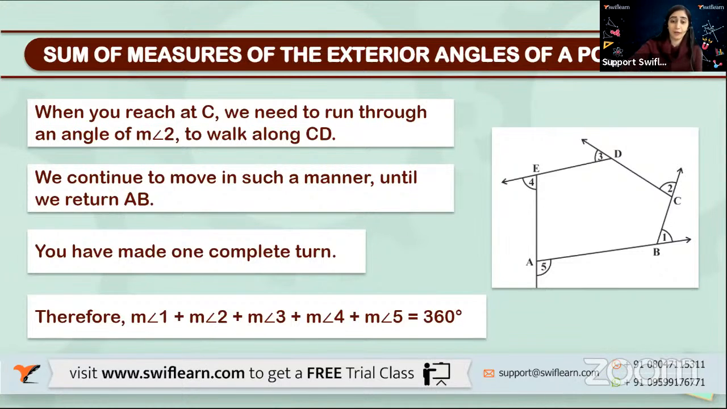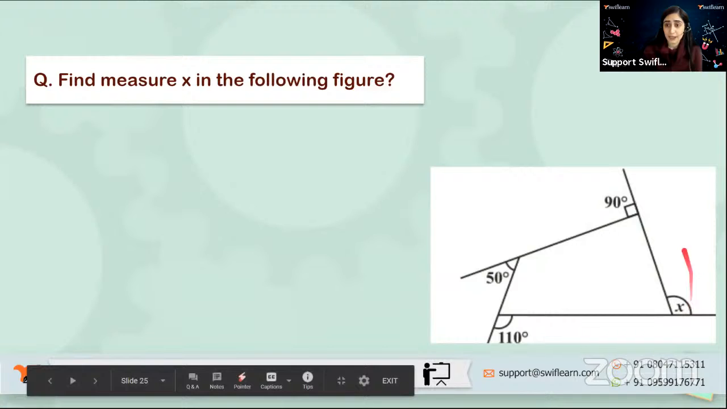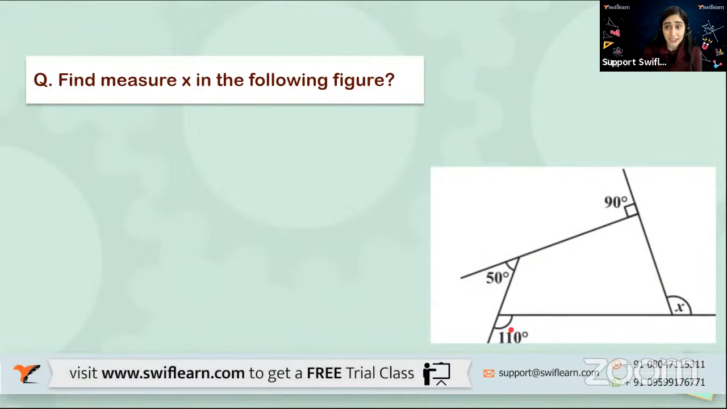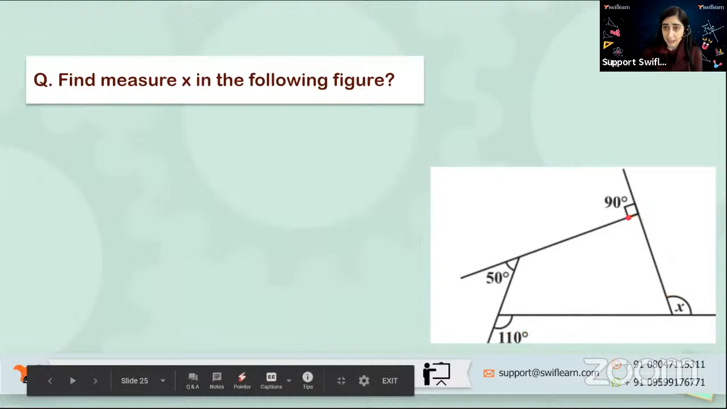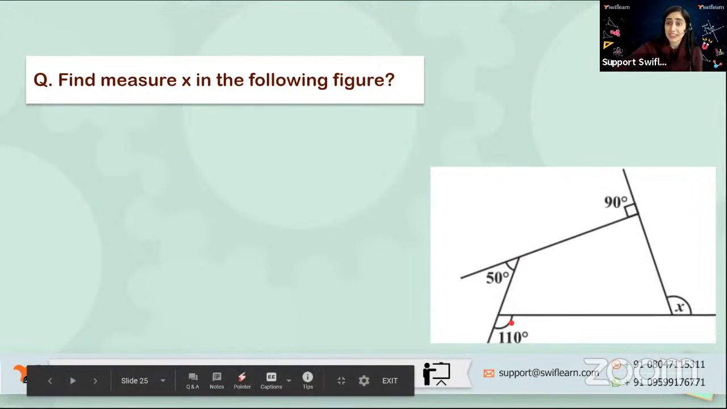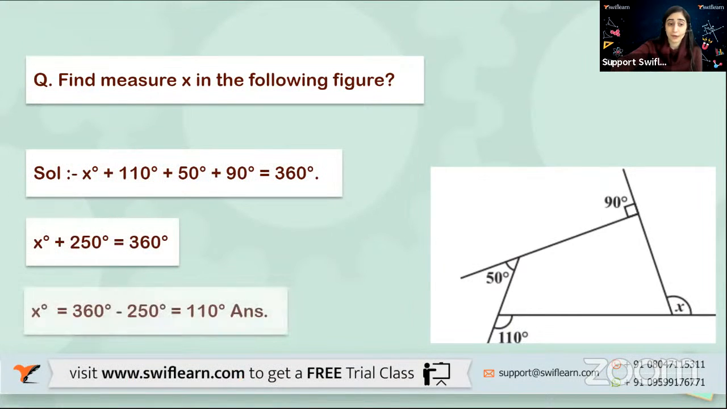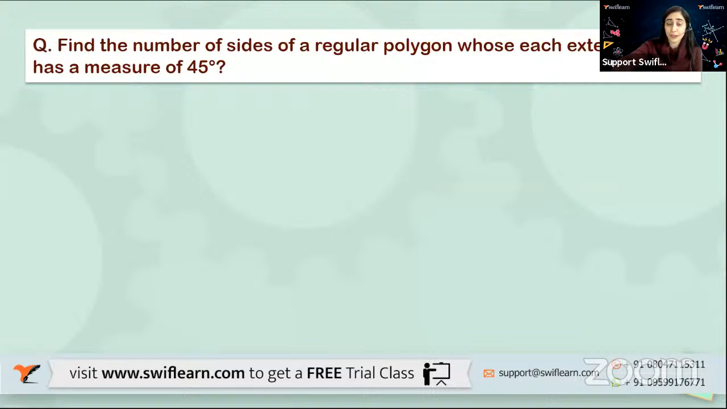All right. So now with the help of this rule that we know, we need to find the value of x. Pretty easy. See, this is an external angle. This is also an external angle, external angle, external angle. I know the sum of all the external angles should be 360 degrees. So I know x plus 90 degrees plus 50 degrees plus 110 degrees should be equal to 360 degrees. That's right. So on solving this, I realize that the value of x is 110 degrees. Okay. Moving on to the next question.